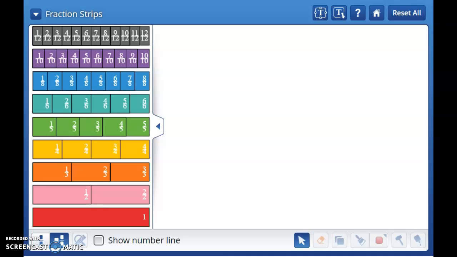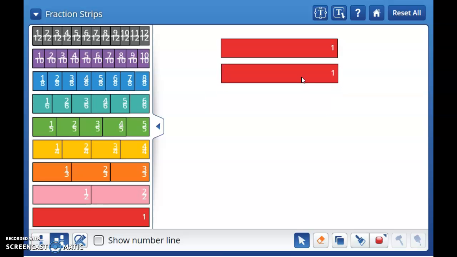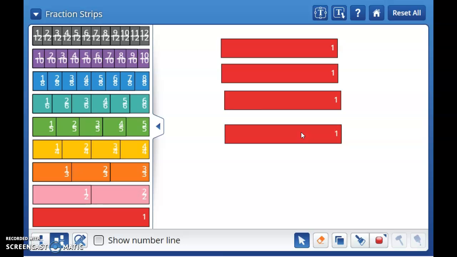We can use our fraction strips in Pearson by going to Math Tools, clicking on Fractions, and then going to Fraction Strips. So the first thing we can look at is the whole. Imagine this as one whole Hershey bar that's in the wrapper, not touched. One whole Hershey bar. Well, we can count more. 1, 2, 3, 4.